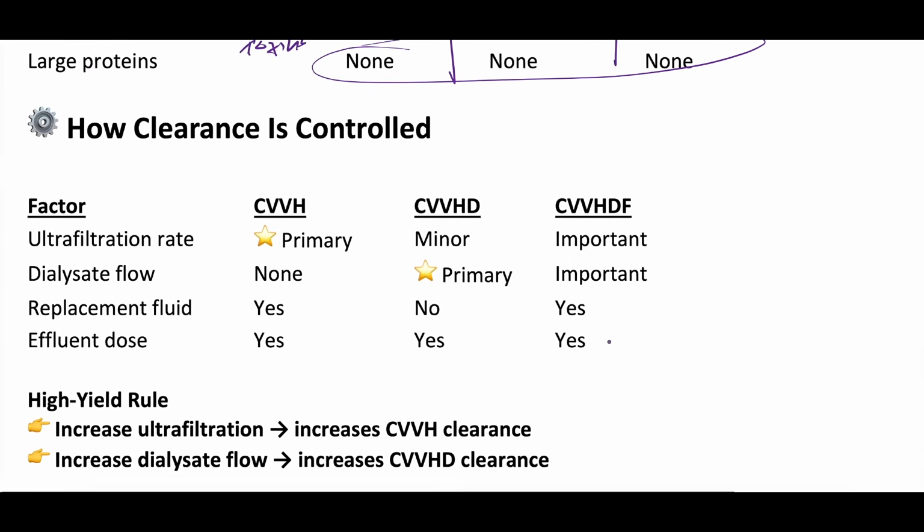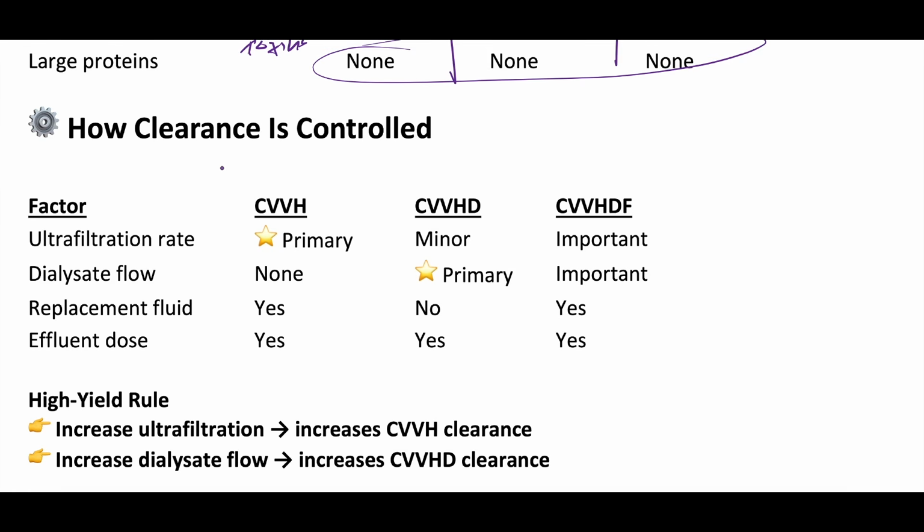So how do we control the clearance, right? How do you control how much solute is being cleared? Well, in CVVH, it's really that ultrafiltration rate, which is the rate at which you are forcing plasma water through the filter. And then you're going to be discarding that filtered plasma water. But the rate at which you are forcing that water through the filter is going to determine the rate at which those solutes are being dragged with that plasma water.